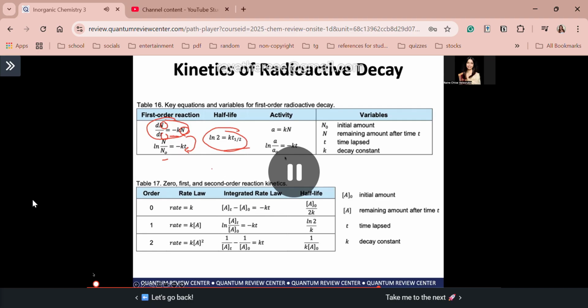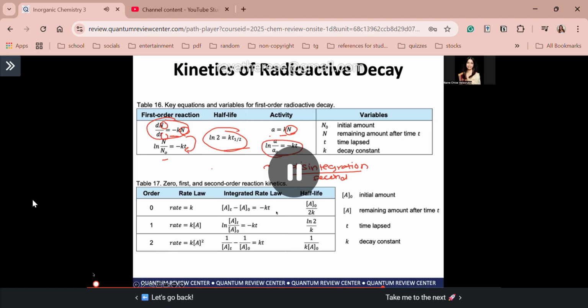Now again, guys, the rate at which the substance decays, what could its unit be? It's disintegration per second. Again, the unit of activity is disintegration per second, because it is the rate at which the substance decays. So it is calculated through A is equal to the decay constant times the amount of radioactive material remaining. The activity before and after decay, we can find through the equation Ln A over A naught is equal to negative Kt.